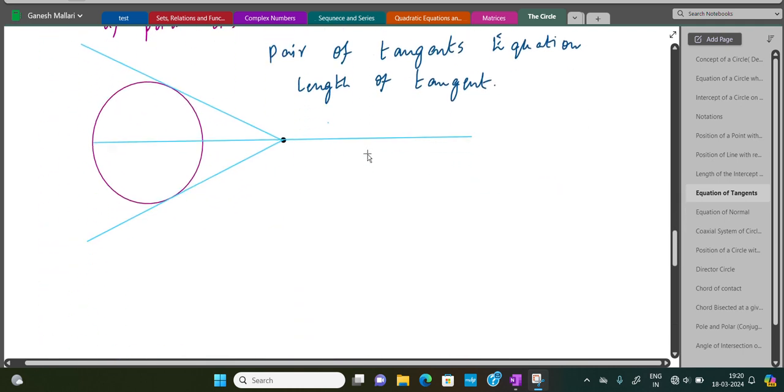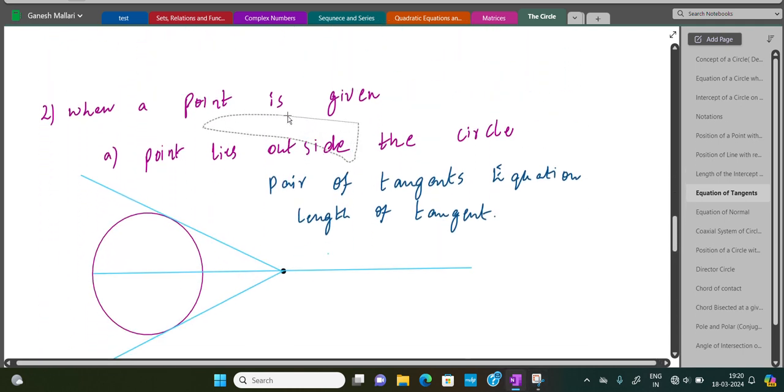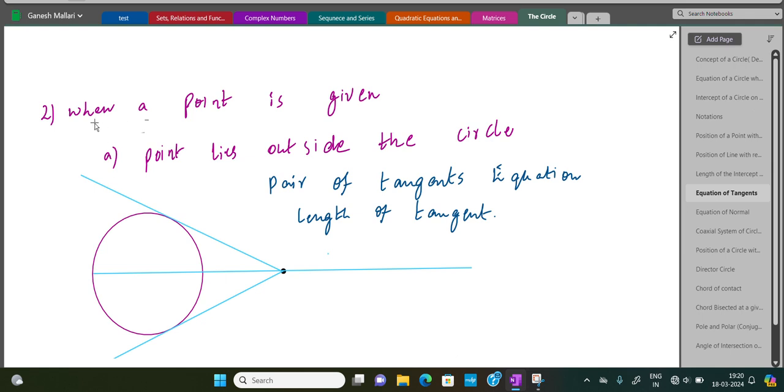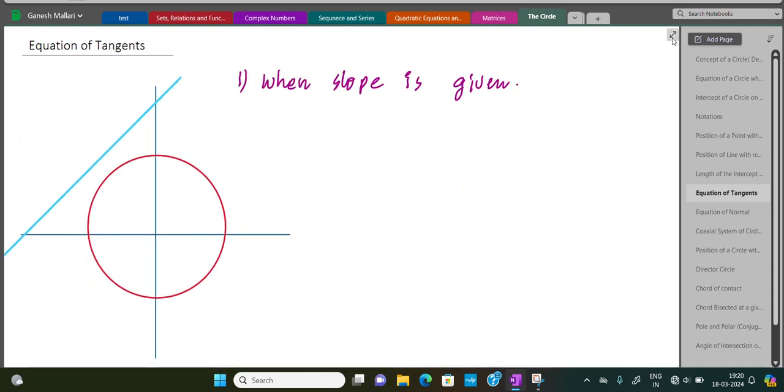So one more condition will be whenever, to find the equation of the tangent, a point will be given. So that means for a given circle one point will be given, so we have to draw a line through that point so that it should be a tangent to the given circle. So those are the two things we are going to discuss now.